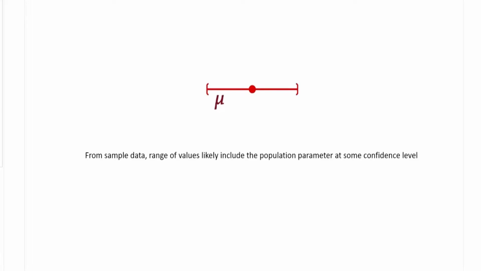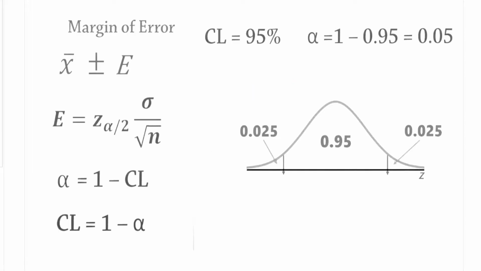A confidence interval constructed from sample data is a range of values that is likely to include the population parameter at some specified confidence level. The confidence interval for a population mean is determined by taking the sample mean, the point estimate, and subtracting and adding a margin of error to it.